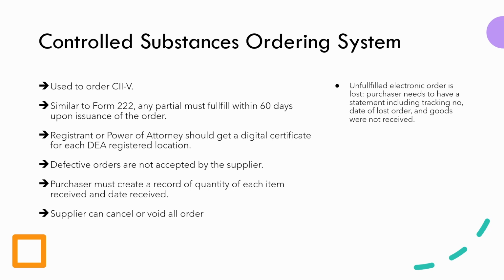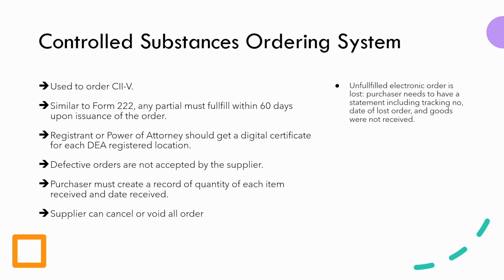This is sort of similar to Form 222. With Form 222, you need to have authorization for those registered locations. This is sort of a similar thing. You need to have a digital certificate instead of that authorization for each of those DEA registered locations. And the one that does it is the registrant or the power of attorney.